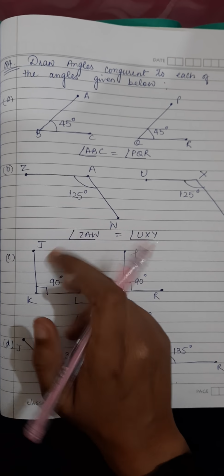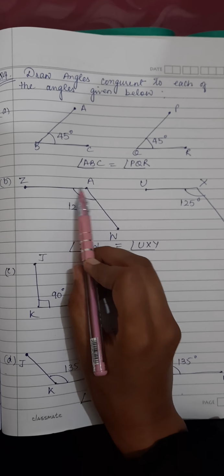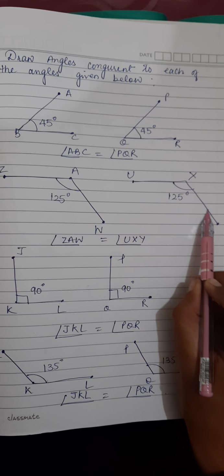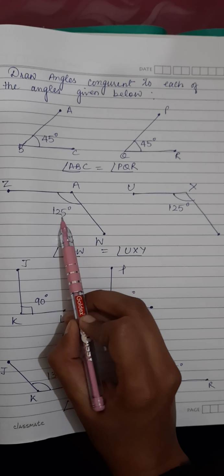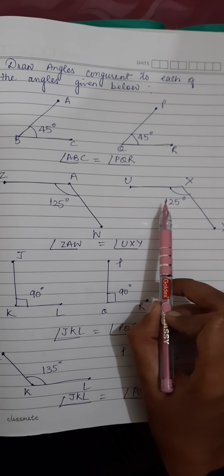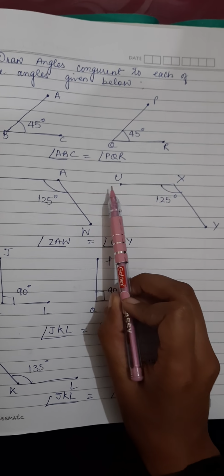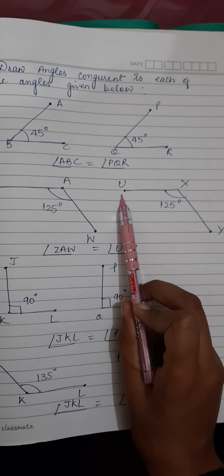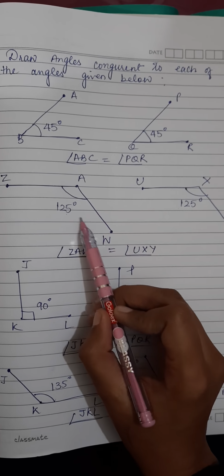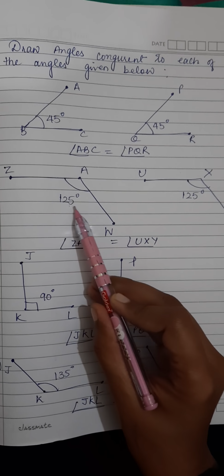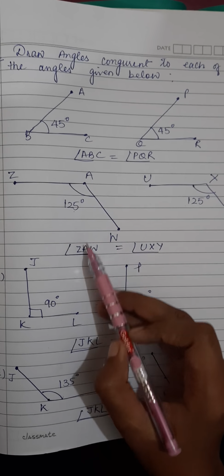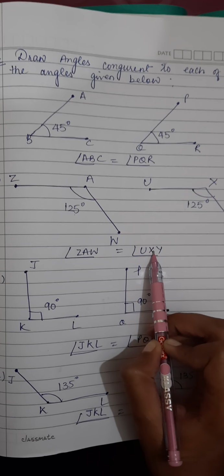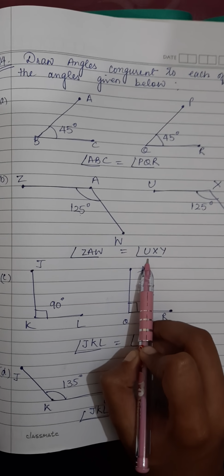Now the B part is this. This figure is given to us in the B part, and this angle A is given 125. You have to draw the congruent figure. The congruent figure means the same angle you have to draw, the same figure you have to draw, but with different names. So this is going to be UXY. So angle ZAW is equal to UXY. Please make sure the angle about which we are talking has to come in between. In this figure, we are talking about angle A, so this is coming in between. In this figure, we are talking about X, so that is going to come in between. And they both are congruent, that's why they both are equal.